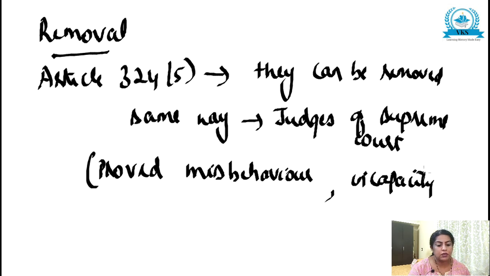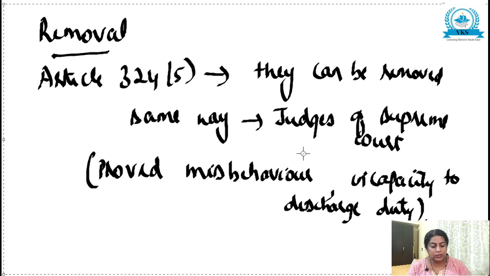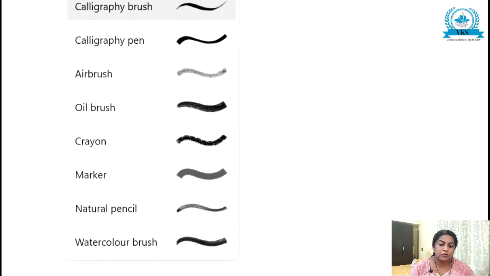Incapacity to discharge their duty. We can say that their constitutional obligation is naturally their duty. So, regarding their removal, Article 324(5), the Chief Election Commissioner and other election commissioners can be removed from their office in the same manner like the judges of Supreme Court. That is, it can be done on the ground of proved misbehavior or incapacity to discharge their constitutional obligation. In case of these things, they can be removed the same way as the judges of the Supreme Court. So these were the points regarding the appointment and removal of the election commissioners of India.